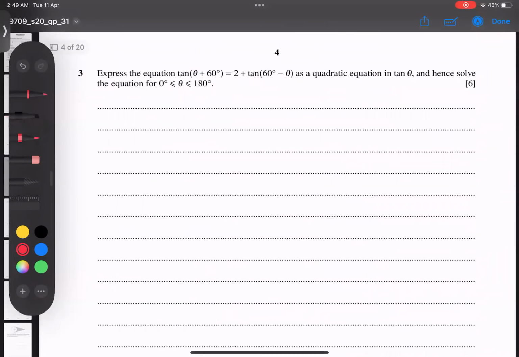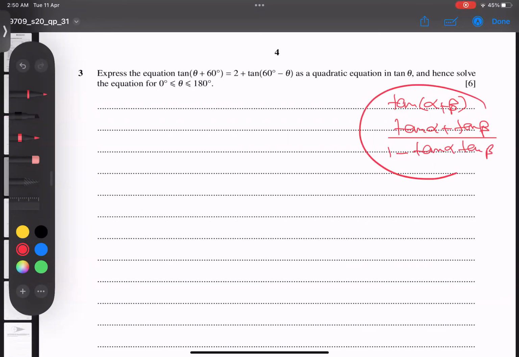Next question, he is asking to express this equation as a quadratic equation in tan. We need to convert the whole equation into tan and hence solve this equation in the first 2 quadrants. So, students, what is the fundamental law? If you recall, tan (alpha plus beta), what is the rule? In the numerator, tan alpha plus tan beta, and in the denominator, 1 minus, the opposite sign, the product of tan alpha and tan beta. Same rule I am going to apply on both sides.